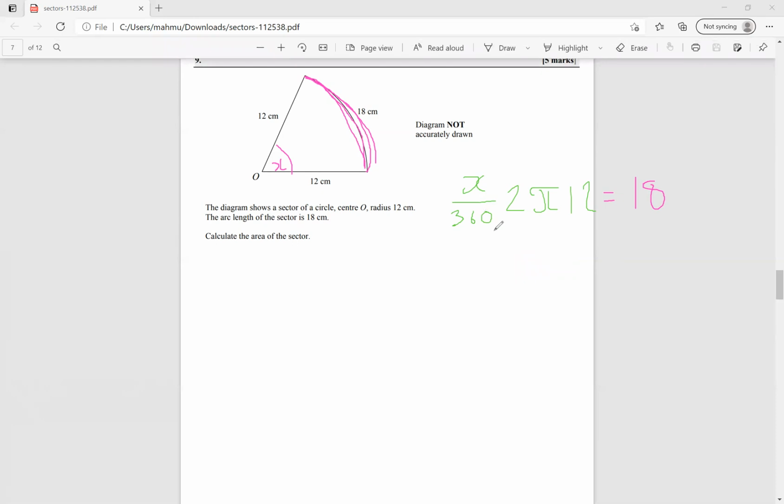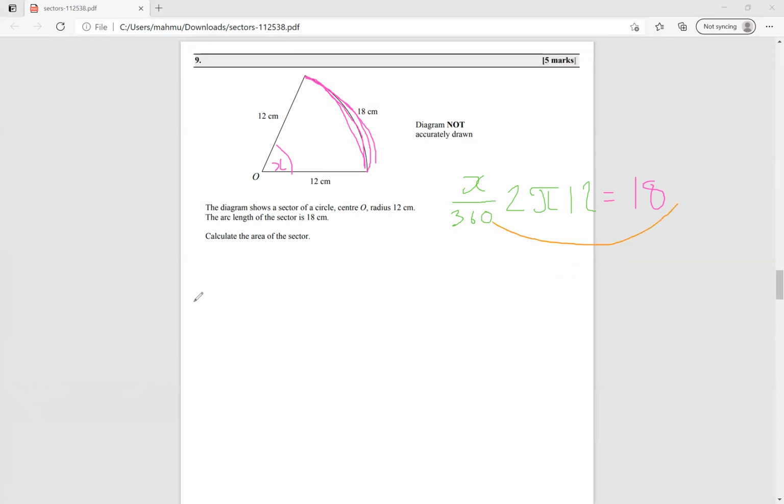I would have just taken this to this side. So on this side, I've still got x left. I've still got 2 pi, and I've got 12. Then that will equal 18 times 360. That's the first thing I would have done. So I'm not jumping straight away. I'm not writing x equals straight away. I'm showing them the step.